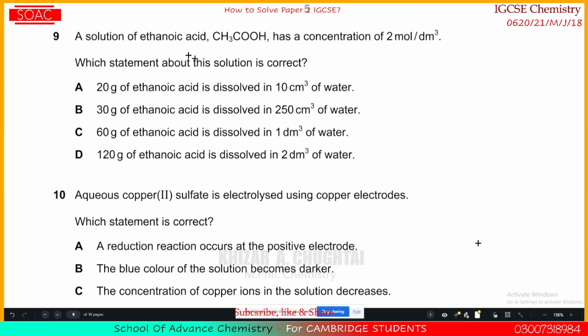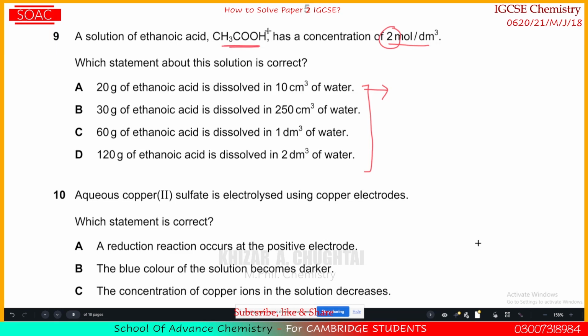Question number 9. A solution of ethanoic acid, CH3COOH, has a concentration of 2 mole per dm cube. Which statement about this solution is correct? 20 gram of ethanoic acid is dissolved in 10 centimeter cube of water. So it means that you are going to check the concentration. Which solution is having 2 mole per dm cube concentration, right?